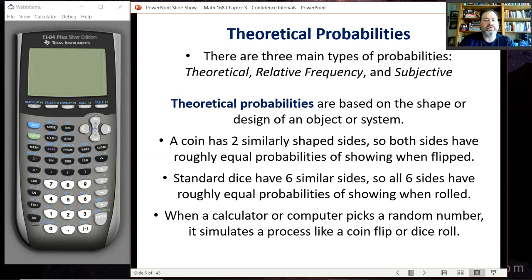And when a calculator or a computer picks a random number, it simulates a process like a coin flip or a dice roll. So this is really important because we're going to be doing a lot of simulations in Chapter 3. And you have to understand that when we do these simulations, the computer or the website that we're going to use is essentially simulating a dice roll or simulating picking names from a hat or something like that.